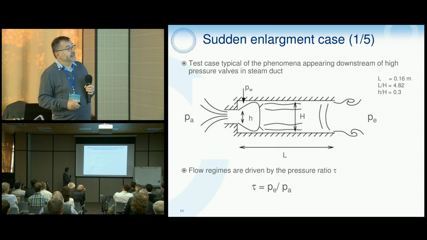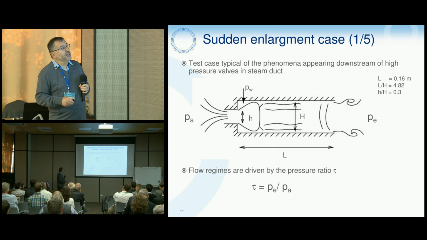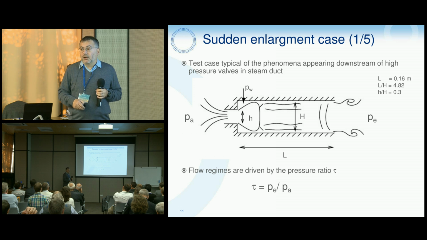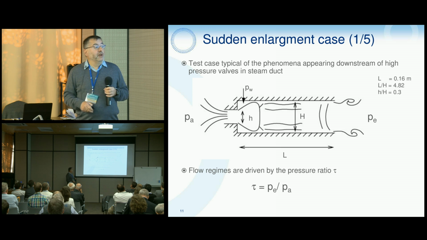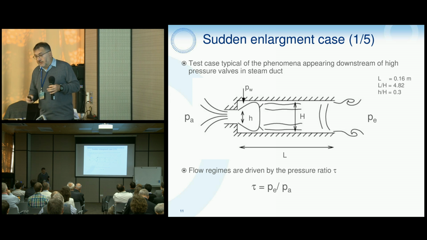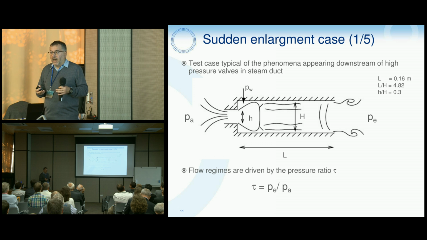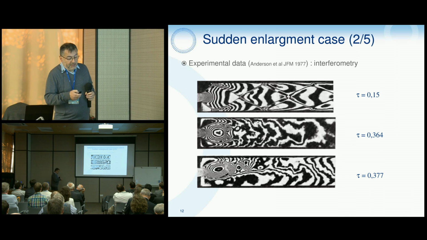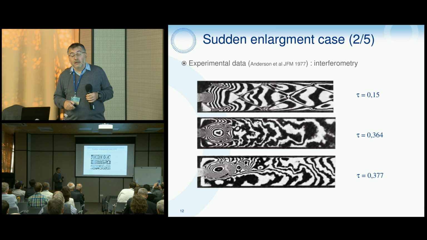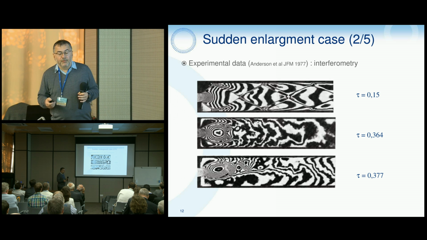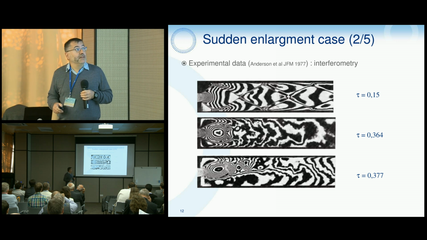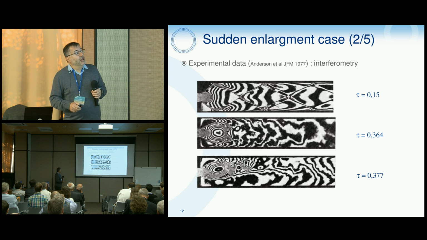We use this test case of a planar duct between two reservoirs at a high pressure and a low pressure, and we are looking at the phenomena with respect to the flow ratio. Why have we used this test case? Because it's quite typical of what happens downstream of a high pressure valve, but also because there is the experiment data of Anderson. They made a lot of measurements on this flow, on this configuration, and mainly a lot of interferometry visualization.